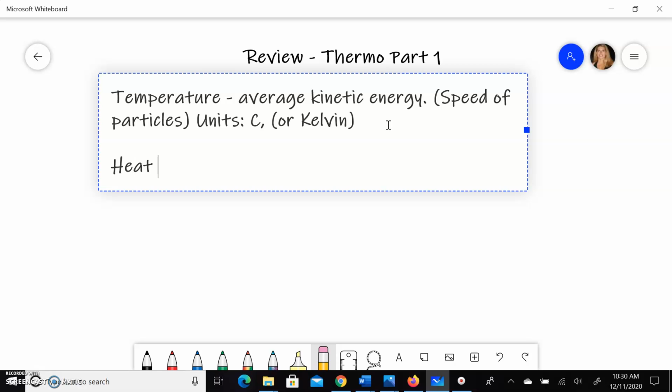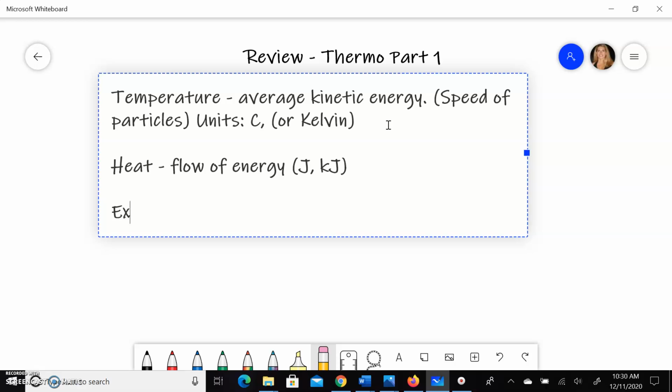The next word you need to know is heat, and this is tough because I know a lot of students have trouble with differentiating between heat and temperature. So heat, you can consider this as a flow of energy, and the unit for this is going to be joules or kilojoules. So watch out for the unit, and that can help you distinguish whether it's going to be heat or temperature.